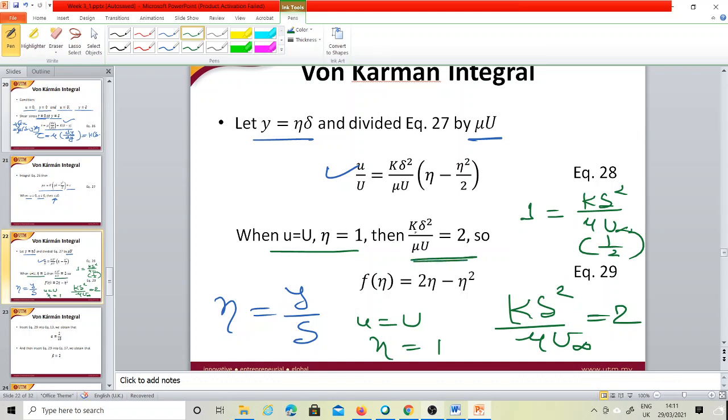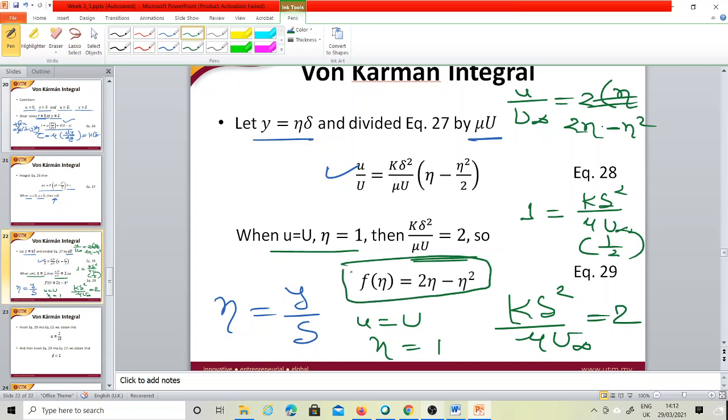Okay, so you got this expression as 2. If this is 2, what will you get? Just put the value of 2 here. Then you will get small u by capital U equal to 2 eta minus eta square, as the 2 will cancel. So you will have this expression. You can see we simplify the equations like this now. Then you just substitute. You already got the f in terms of eta, right? So now go to equation 29.